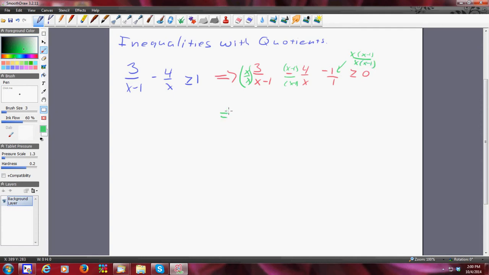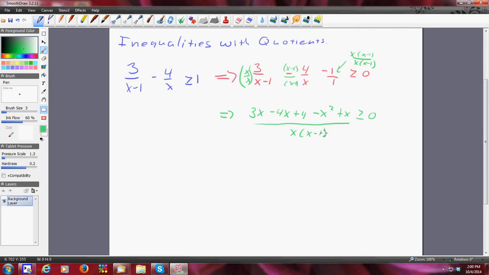When I do that, it becomes 3x. This is going to be 4x minus 4, but it's negated, so it's going to be minus 4x plus 4. And this is going to be x squared minus x, but that's also negated, so it's going to be minus x squared minus x plus x. Well, we got lots of blocks over here, all over 0, and my denominator is x times x minus 1.